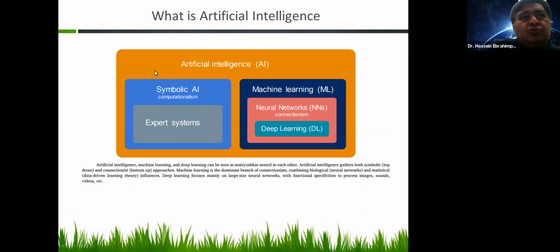So if they do something wrong, they will repeat it again and again and again. But still they are artificial intelligence systems because they can do it like a human.